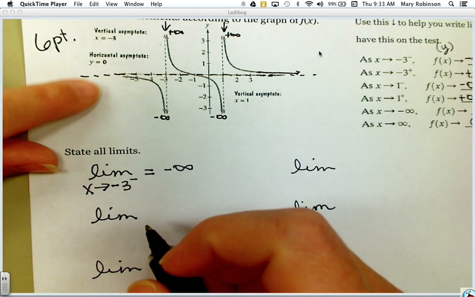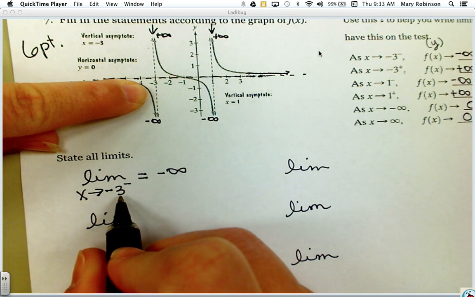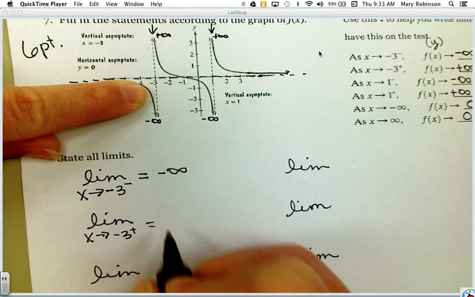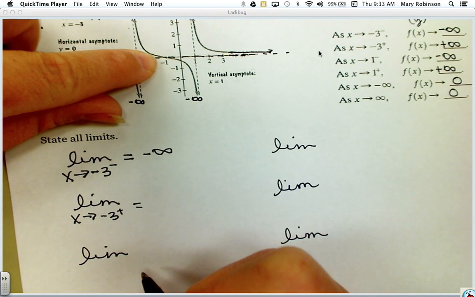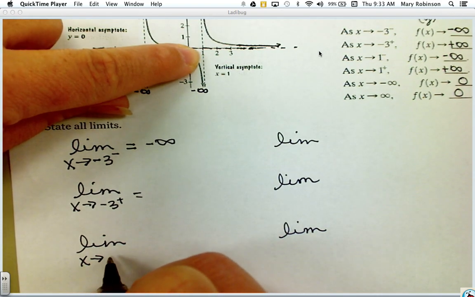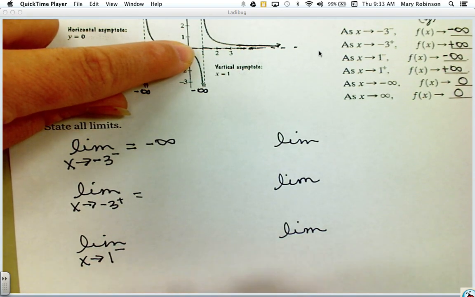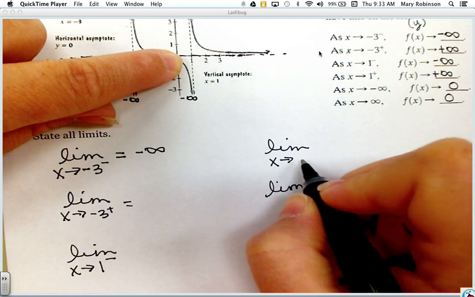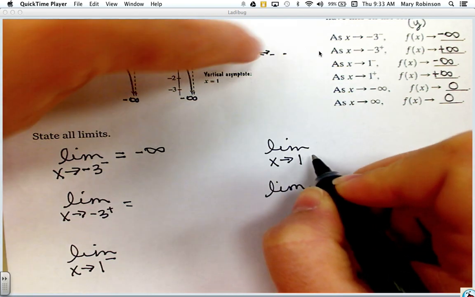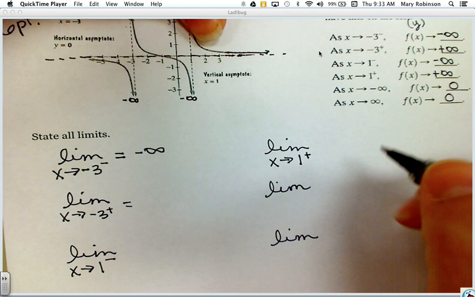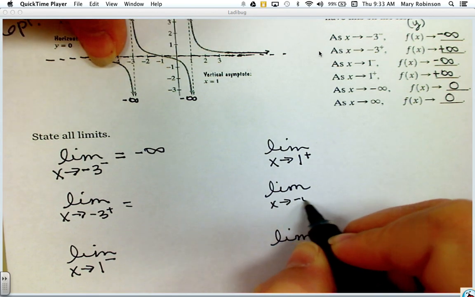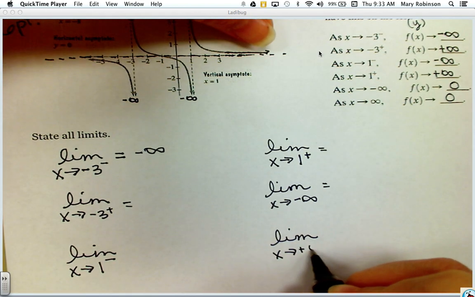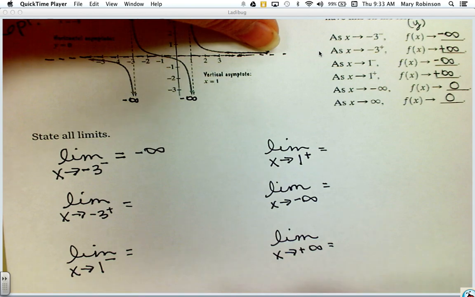So next we would just say, okay, we've done as x approaches -3 from the left. We need to write as x approaches -3 from the right. We need to write it as x approaches +1 from the left side. And we need to write a limit for the function as x approaches +1 but from the right side. So we'll put that plus. Then we need to write it as it approaches negative infinity and as x approaches positive infinity. And you don't have to put the positive there.